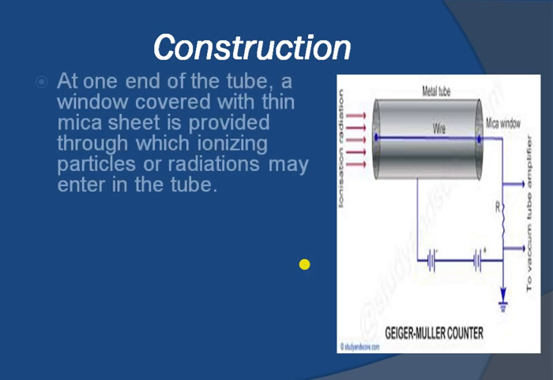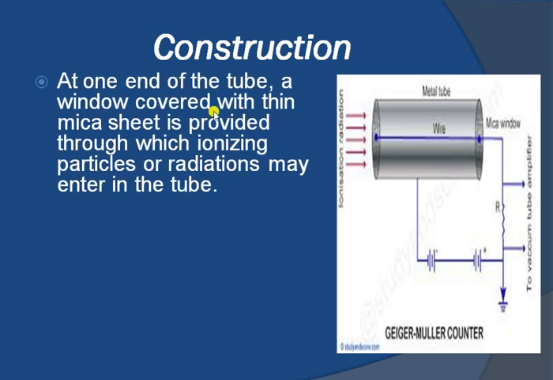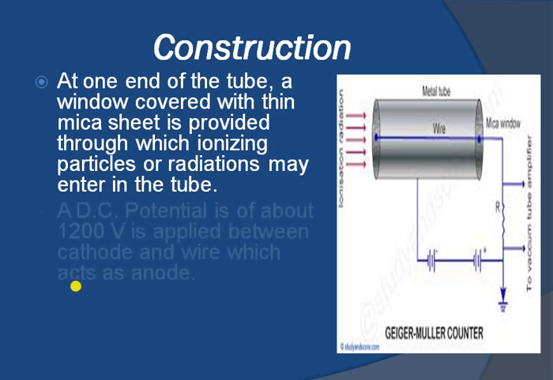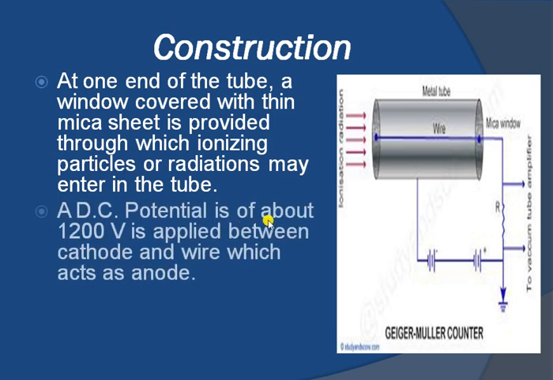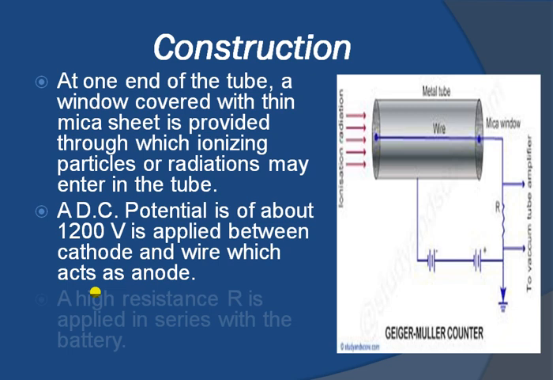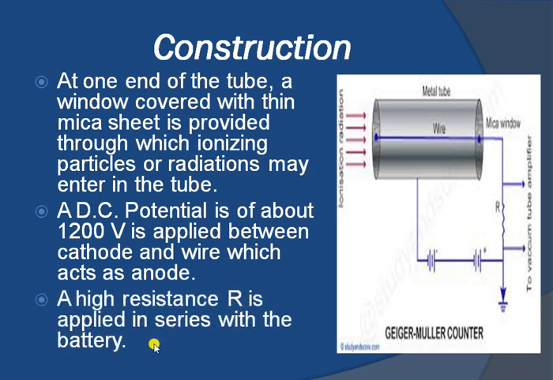Now, how is the construction? At one end of the tube, a window covered with a thin mica sheet is provided, through which ionizing particles or radiations may enter the tube. A DC potential of about 1200 volt is applied between the cathode and the wire, which acts as the anode. A high resistance R is applied in series with the battery, as shown in this diagram.